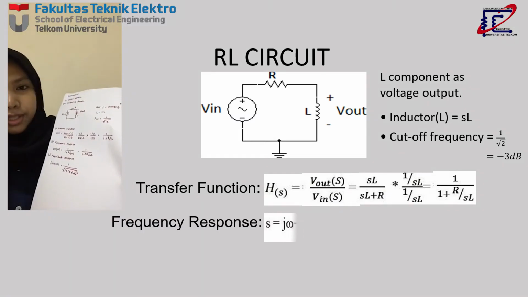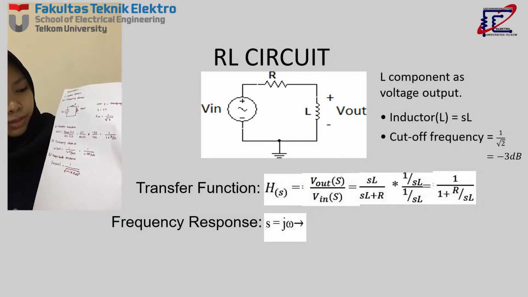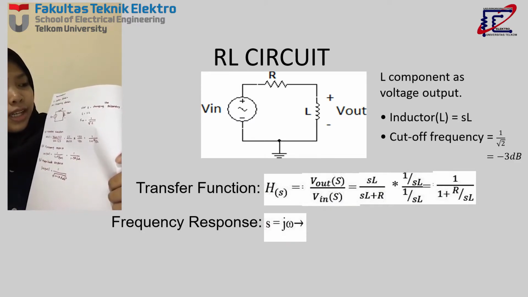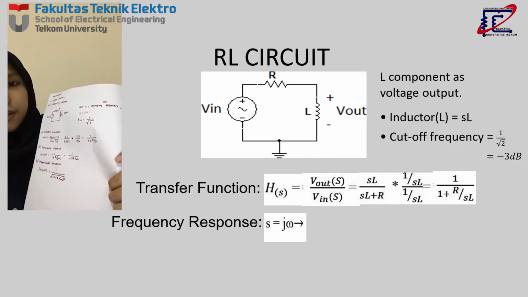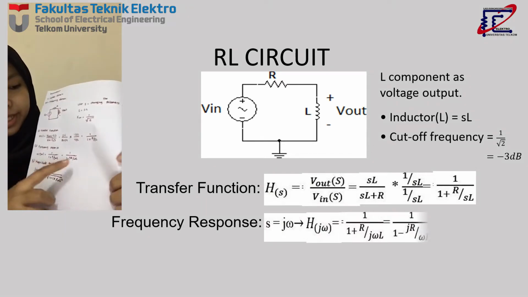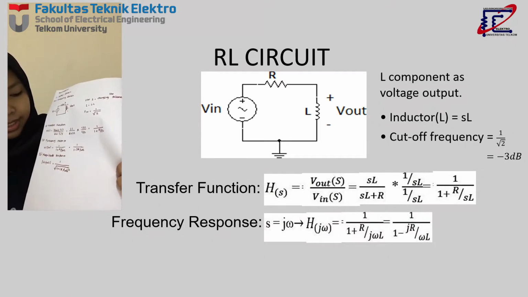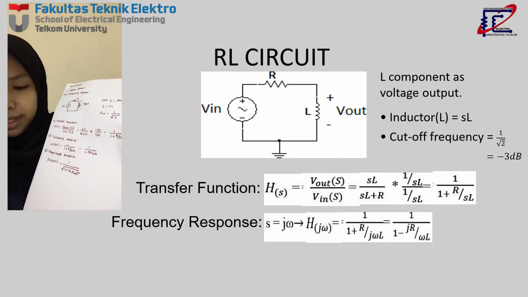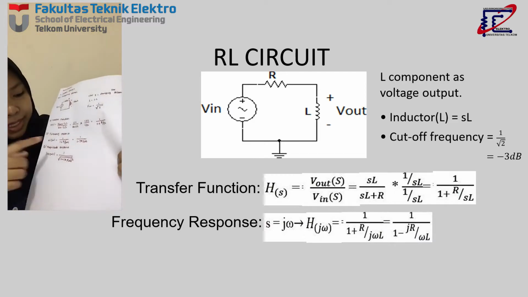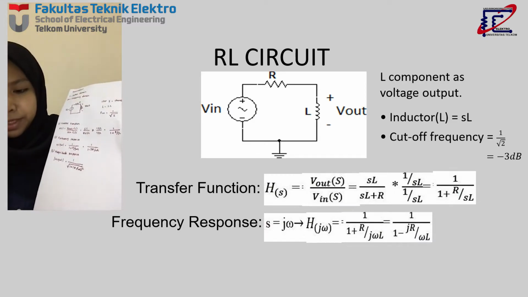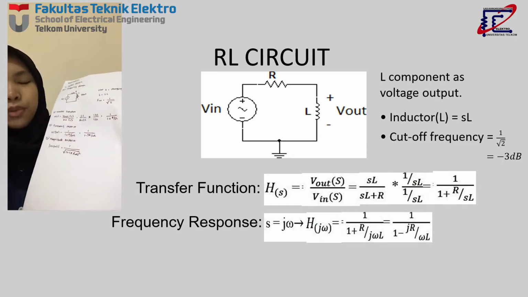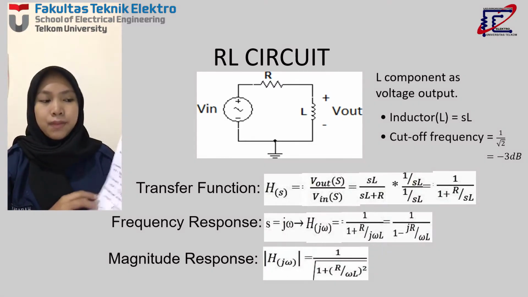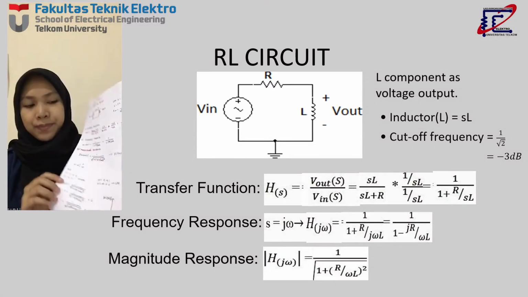The second is the frequency response. For frequency response, we just change the transfer function from the Laplace domain to the frequency domain, so we can get this value. And the next is the magnitude response. For magnitude response, we just make the frequency response absolute, so we can get this value. Next, we will look for the filter from the magnitude response.